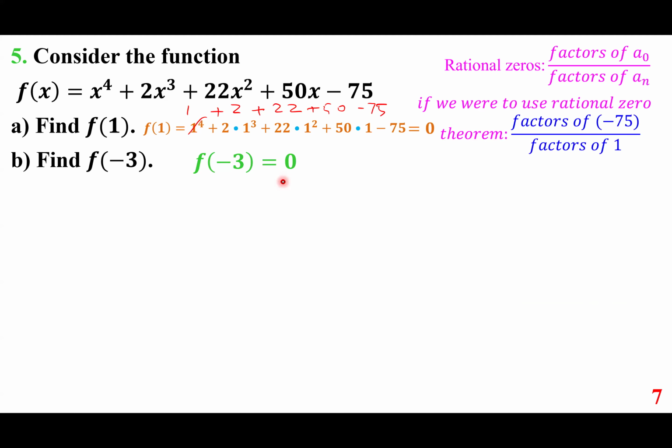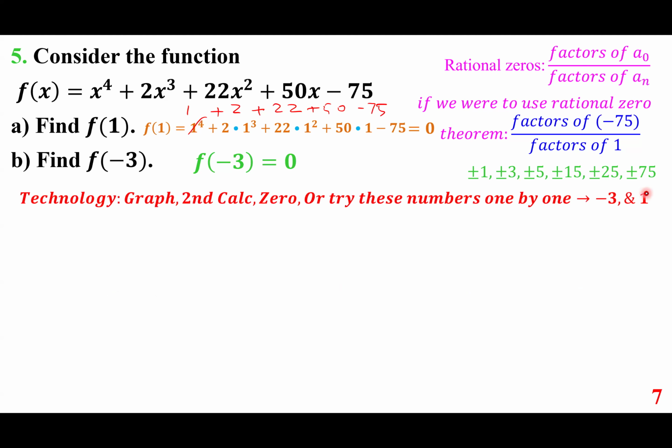If we were to use the rational zero theorem, it would be factors of negative 75 over factors of 1, right? This is the constant, and this is 1, the leading coefficient. Factors of 1 is plus minus 1, so the result will be only factors of negative 75, and that would be plus minus 1, plus minus 3, plus minus 5, plus minus 15, plus minus 25, plus minus 75. There are a lot of factors to check, but that's just the methodology.